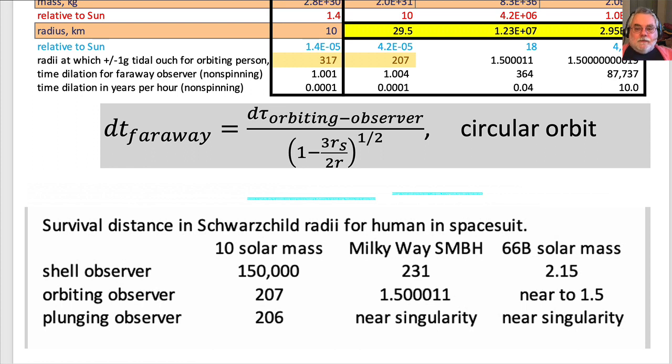Plunging and orbiting observers are in free fall, so do not feel ordinary gravitational force on their bodies or spaceships. They're weightless. But a shell observer experiences gravity and weight. Being too close to the event horizon would kill a human shell observer without killing a plunging observer or an orbiting observer in an allowed orbit. Ordinary gravity would be higher than 7 Gs and kill a human shell observer at 231 Schwarzschild radii for the Milky Way supermassive black hole.